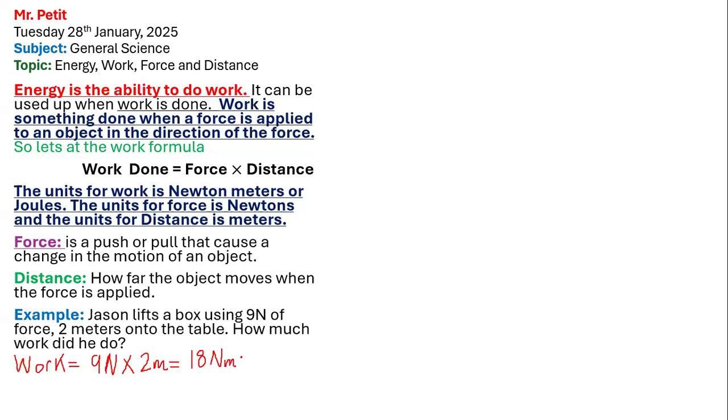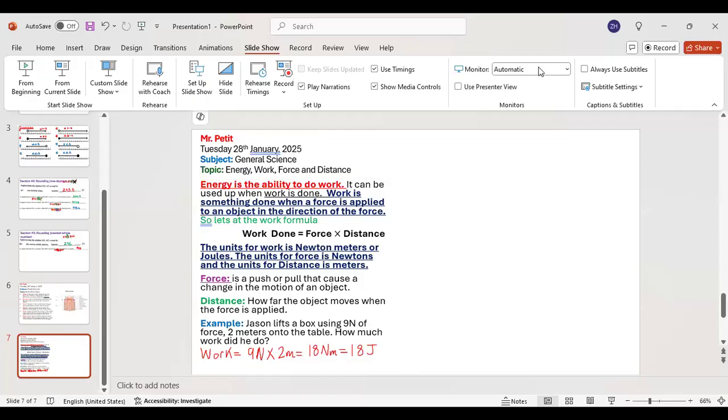And what is 18 Newton meters? That's going to be what? 18 what? 18 joules. Joules. All right. Do you all understand that? Let me know if y'all understand that, please. Yes, sir. Okay, good. The rest of you, do you all understand this? Yes, sir. Okay.